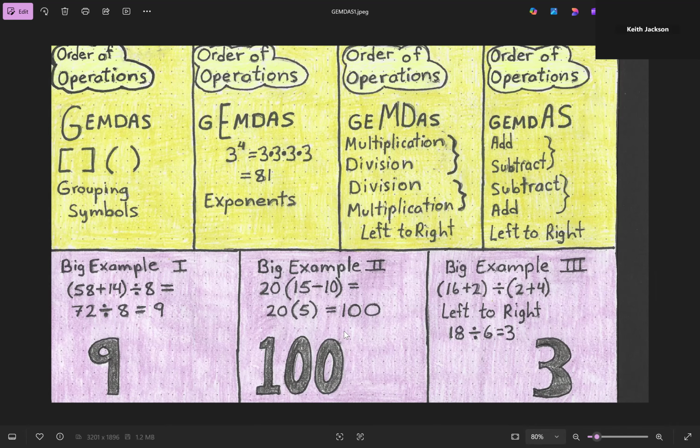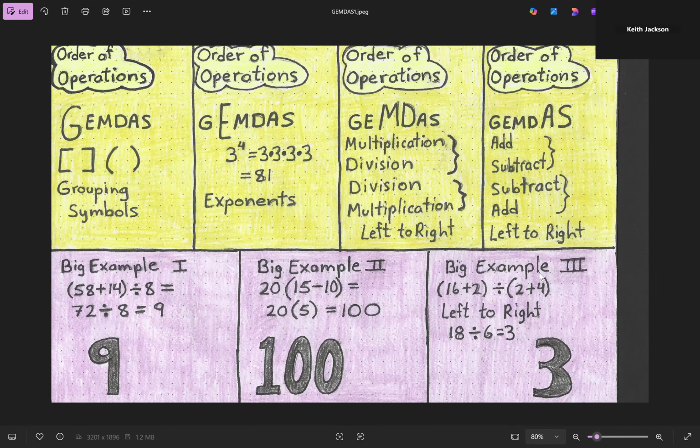Let's move on to big example 2, in which we have again 20 times a quantity within the parentheses of 15 minus 10. We have to work out what's inside the parentheses first before we do the multiplication, as you see right here. Parentheses before multiplication, right? And so we know that 15 minus 10 will give us 5. And so we know that 20 times 5, going from left to right, will give us 100, as you see right here is our answer.